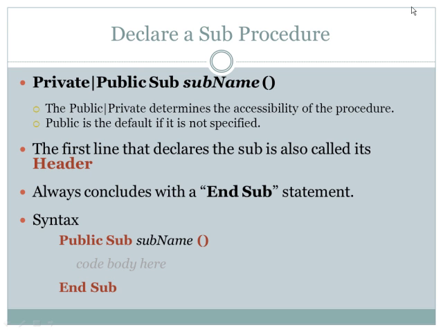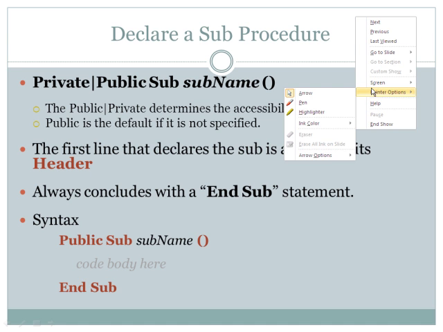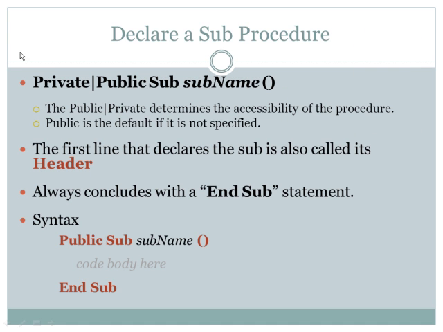Now, in order to do that, we're first going to learn how to set up our sub-procedure. To do that, we're going to make the sub-procedure either private or public. Private means that it can only be called inside of that module. Public means that it can be called outside. So public and private determine the accessibility of that procedure, where it can be called.